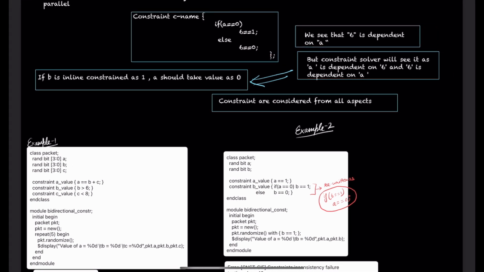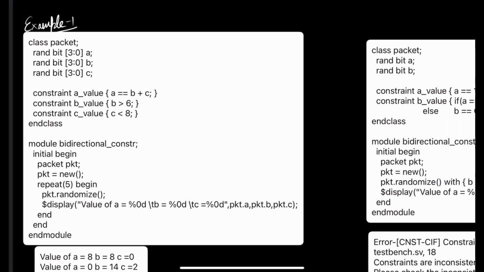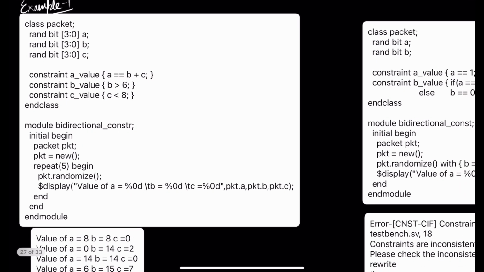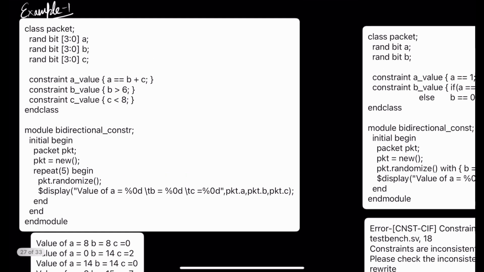Constraints are considered from all aspects. That's why. So let's see an example. In this example, constraints on A, B, and C are written. A will always take the value of the sum of B and C, B is always greater than 6, and C should always be less than 8. We'll randomize this and see what it gets. A will always get a value which is the sum of B and C.